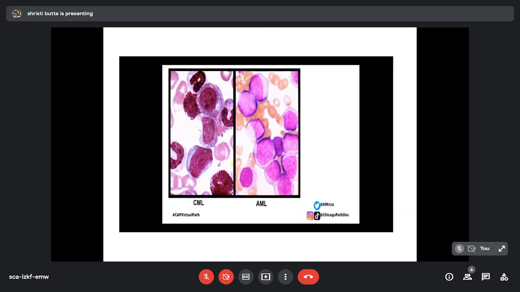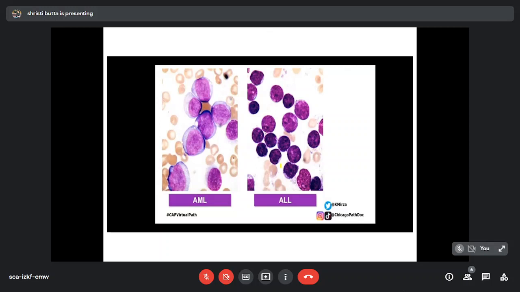There's even basophilia here. The blast count can be less than 10% in chronic phase. It may be 10 to 19% in accelerated phase, or more than 20% in the blast crisis. So, this is a case of acute myeloid leukemia. What about this one? This one is a case of ALL. How do you differentiate a myeloblast from a lymphoblast?